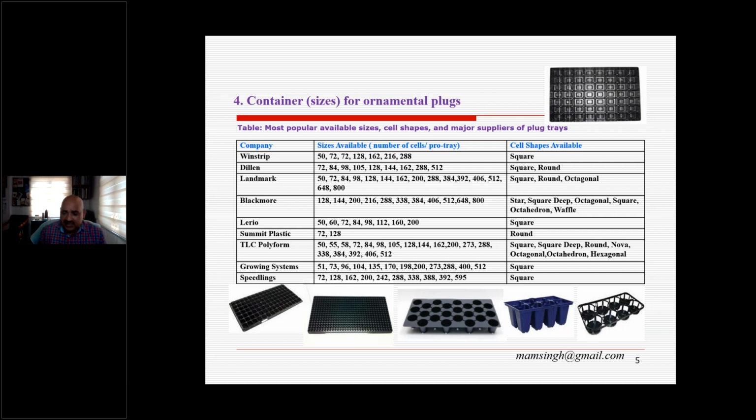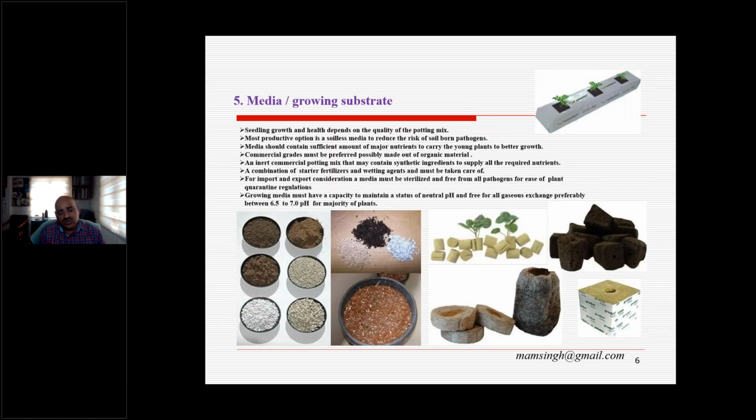If we see the shapes over the round one, they have the advantage that the root system is more vigorous, more intense, not intermingling, and uniformly distributed in the plug seedlings. So it is very important to use the right kind of pro trays and containers. It is also very important to use the right growing media at the same time.